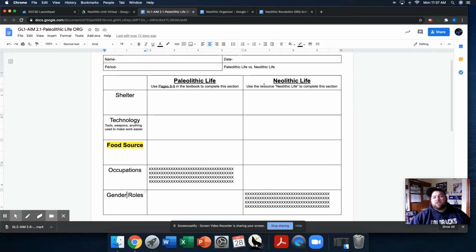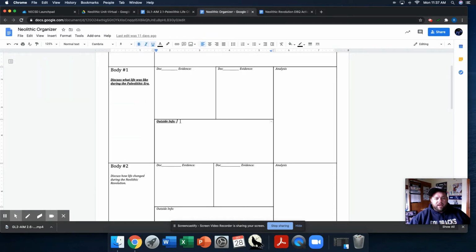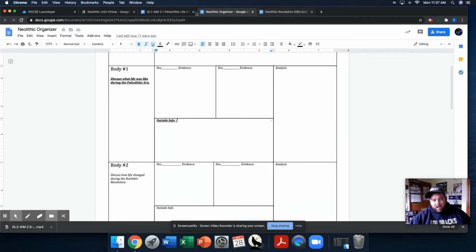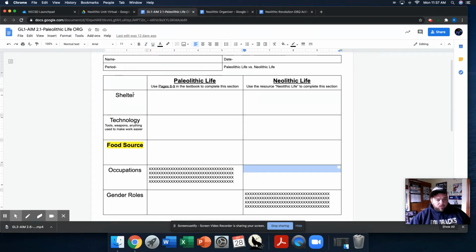And when we talk about the Neolithic era, we should be discussing shelter, technology, food source, and occupations, right? So these are the different things that should be included in the outside information boxes in your graphic organizer. So when I read a paragraph about the Paleolithic era, I expect to read about what shelter was like during the Paleolithic era, what technology was available, what the food sources were, what men did, and what women did.